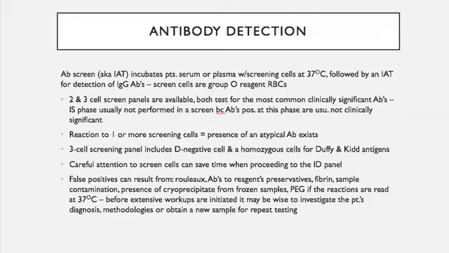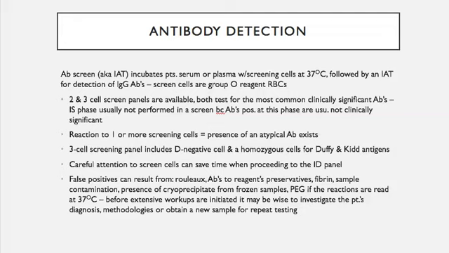The screen cells are made up always of group O reagent red cells. Individuals who donate blood, they can use that blood to create these packages of screening cells that we use as reagents in the labs. But those antibody screen cells and then the antibody panel has to come from group O individuals. And why do you think that is?